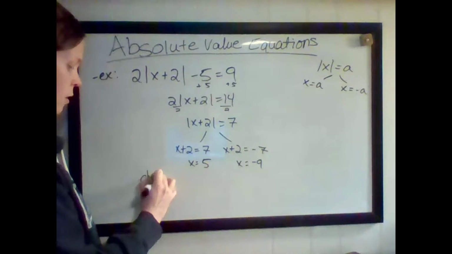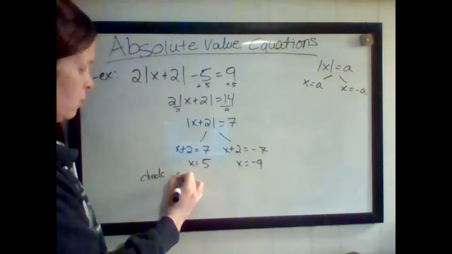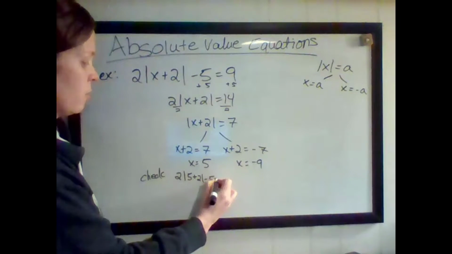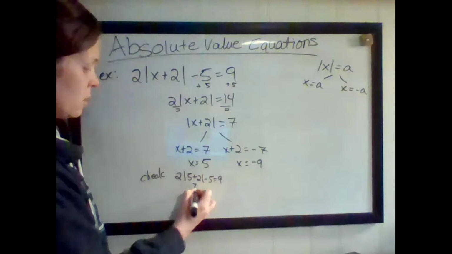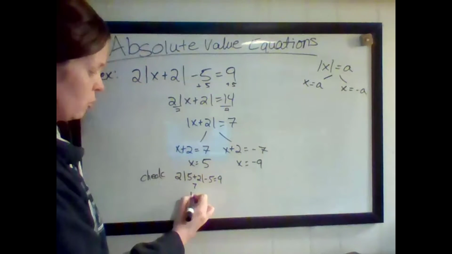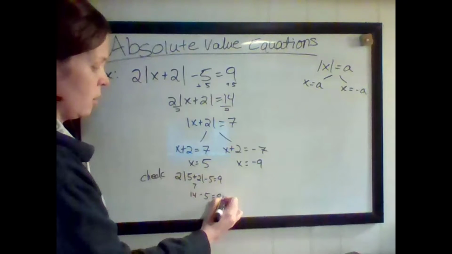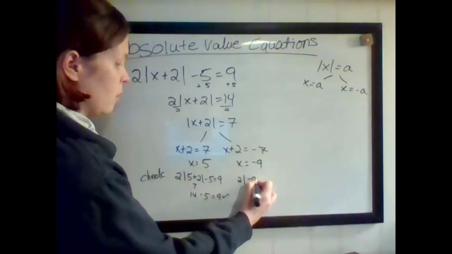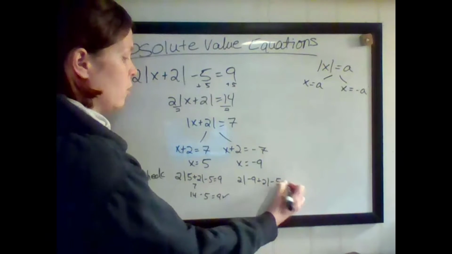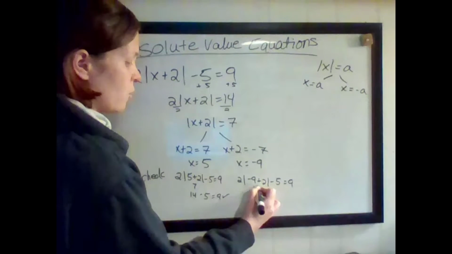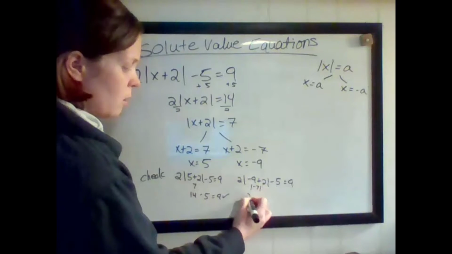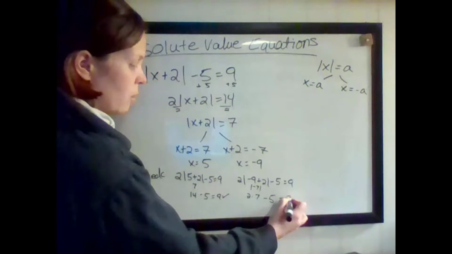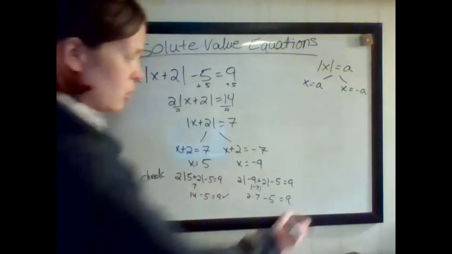So let's do a little check, see if those both work. I'd have 2 absolute value of 5 plus 2, minus 5. Is that 9? Well, that's 7. Positive 7 times 2 is 14, minus 5. Yep, that one checks out. How about the negative 9? Negative 9 plus 2, minus 5 equals 9. So now that's the absolute value of negative 7, 2 times a positive 7 once I do the absolute value, minus 5. Yep, that checks out too.